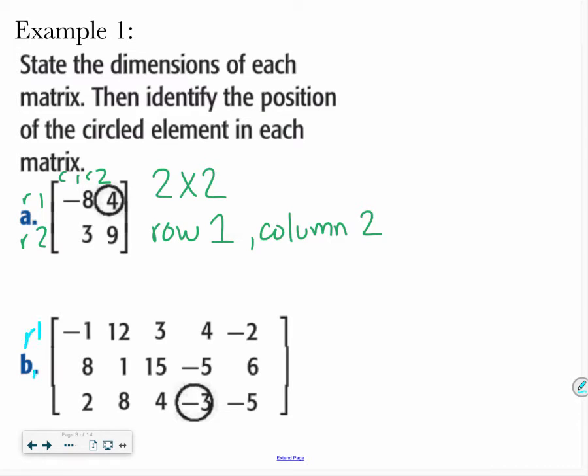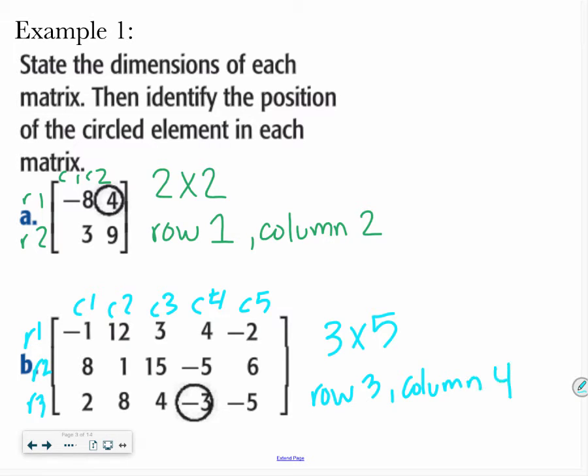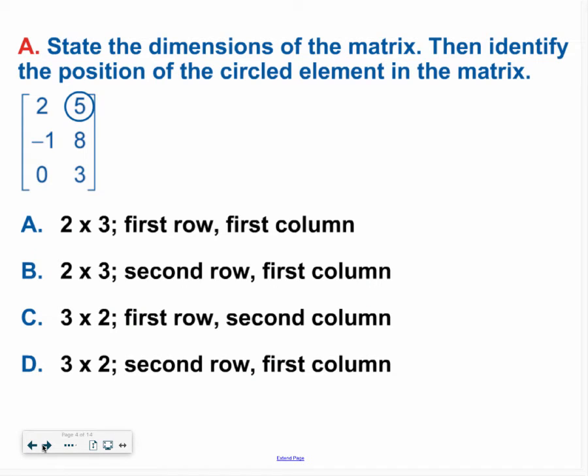Here I have 3 rows, so it's going to be a 3 by, and then I have 5 columns. So it's a 3 by 5 matrix, and the position of the circled element is the 3rd row, so row 3, column 4. Okay. Hopefully that's pretty straightforward, but if you have questions, please be sure to ask. All right, go ahead and try figuring this first one out on your own, see how you do.